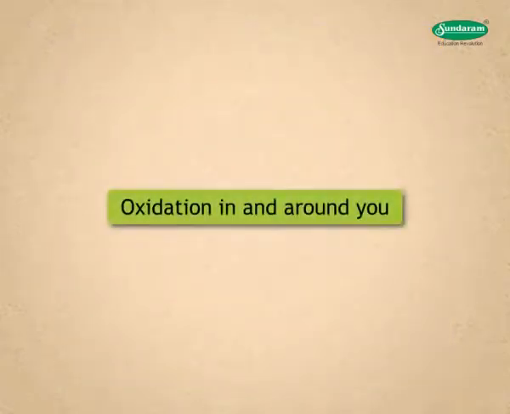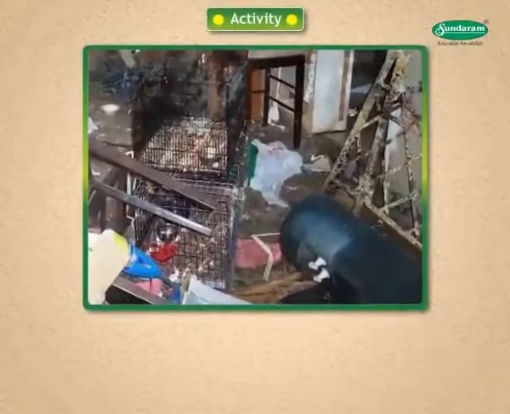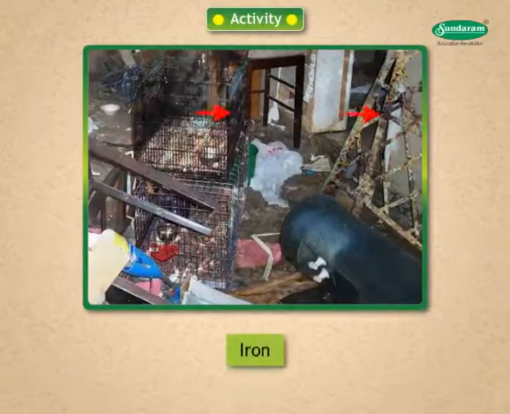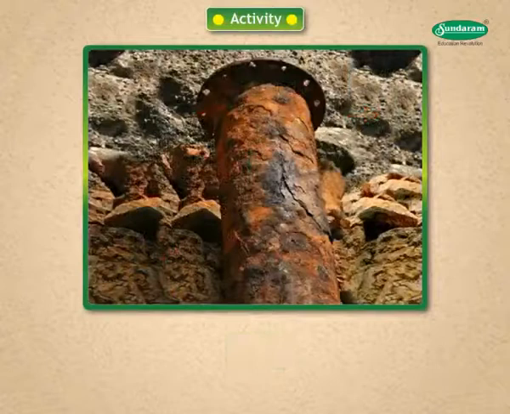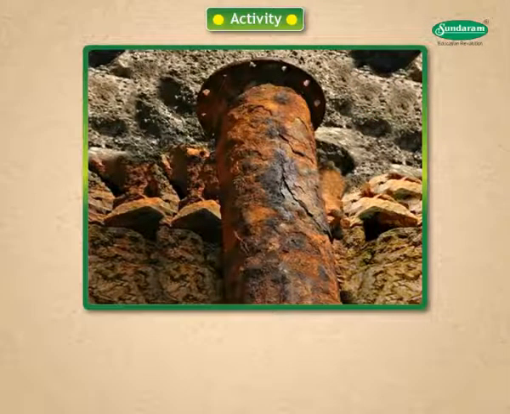Oxidation in and around you. Have you ever peeped into the storeroom of your home? If you have, you must have seen some old and out-of-use articles made of iron. They are usually covered with a reddish layer. Do you know what the red layer is called? Red layer is called rust.